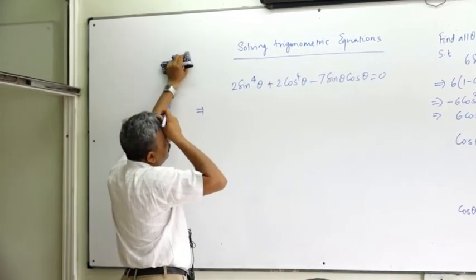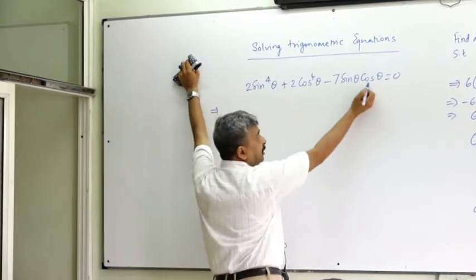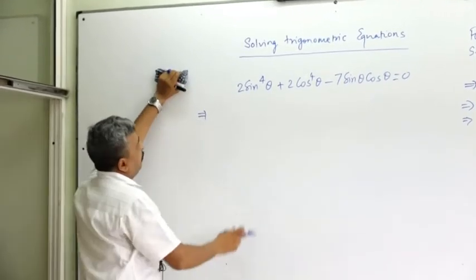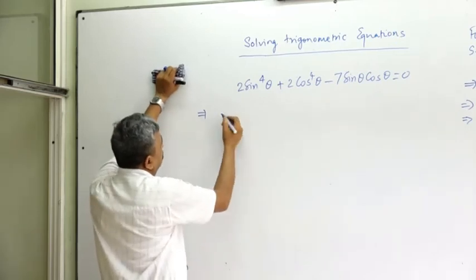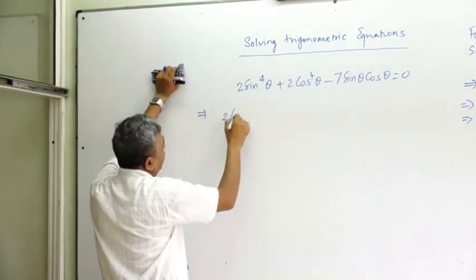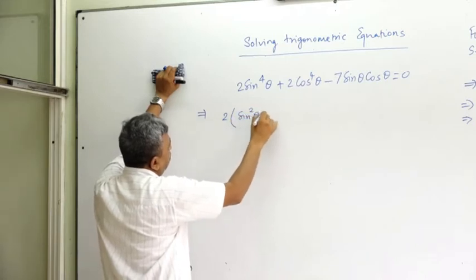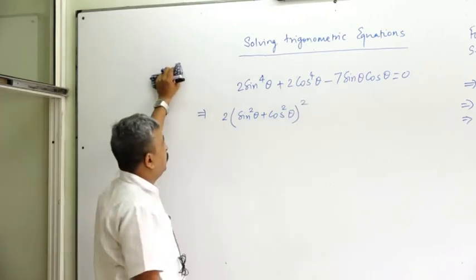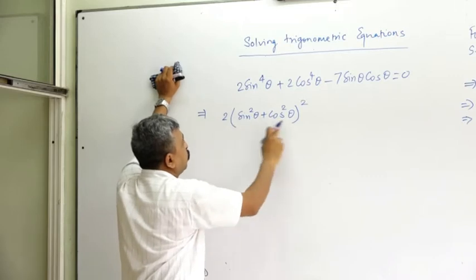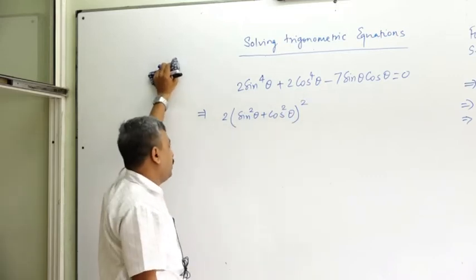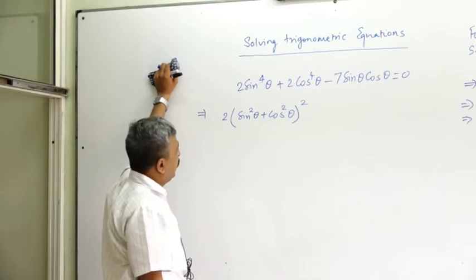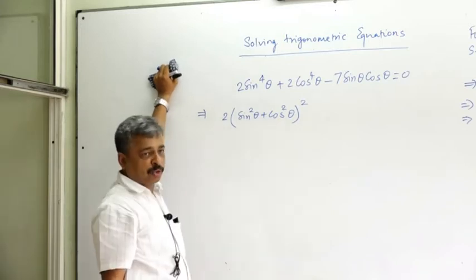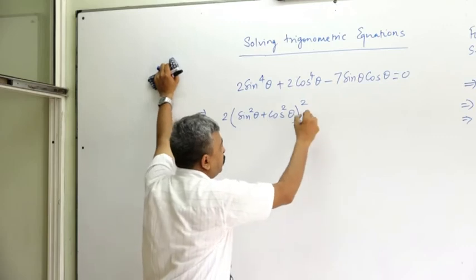Here what should be done? You should get into sin theta cos theta business. So sin theta cos theta is going to be our variable, and therefore can we convert this? So this is 2 common inside bracket, sin square theta plus cos square theta whole bracket square. Suppose we write, then we get sin 4 theta, 2 sin 4 theta, 2 cos 4 theta, and we additionally got 2 sin square theta cos square theta into 2, that is 4 sin square theta cos square theta, which we unnecessarily created and which we need to subtract.